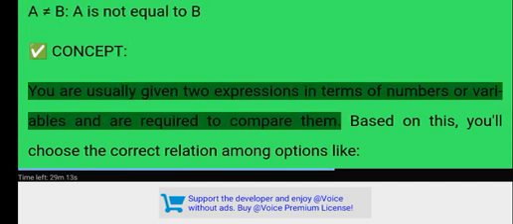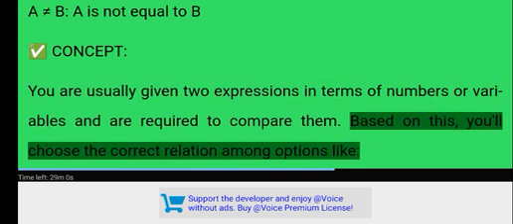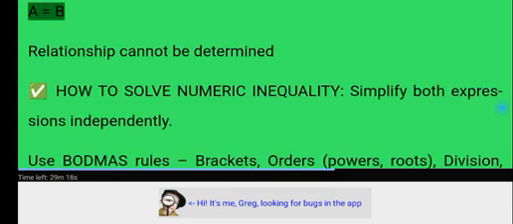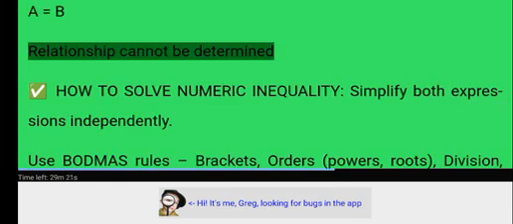Concept: you are usually given two expressions in terms of numbers or variables and are required to compare them. Based on this, you'll choose the correct relation among options like A > B, A < B, A ≥ B, A ≤ B, A = B, or relationship cannot be determined.